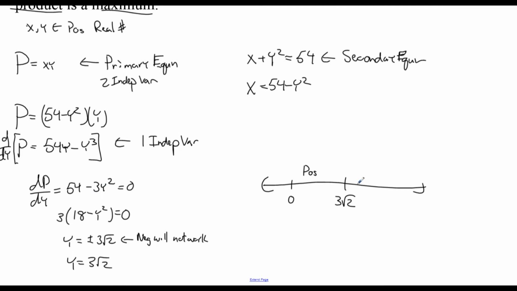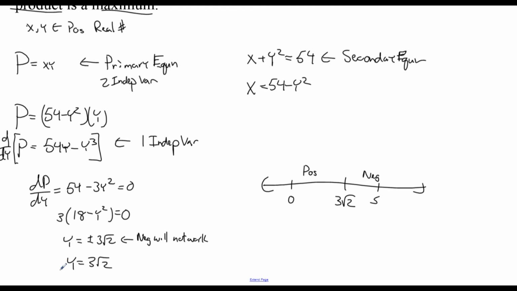And then if I pick, say, 5 over here, and plug in 5, 5 squared is 25 times 3 is 75. That's going to be a negative in this interval. So it's increasing to 3 square root of 2 and goes down after that, becomes negative. So obviously this is going to be the maximum value for the product.